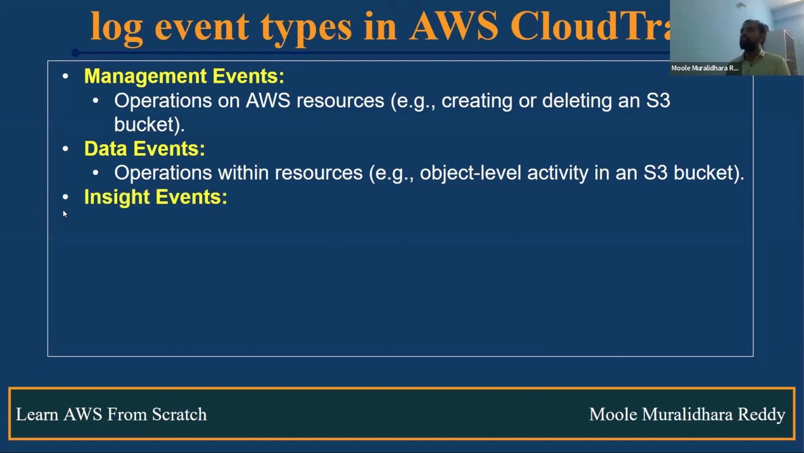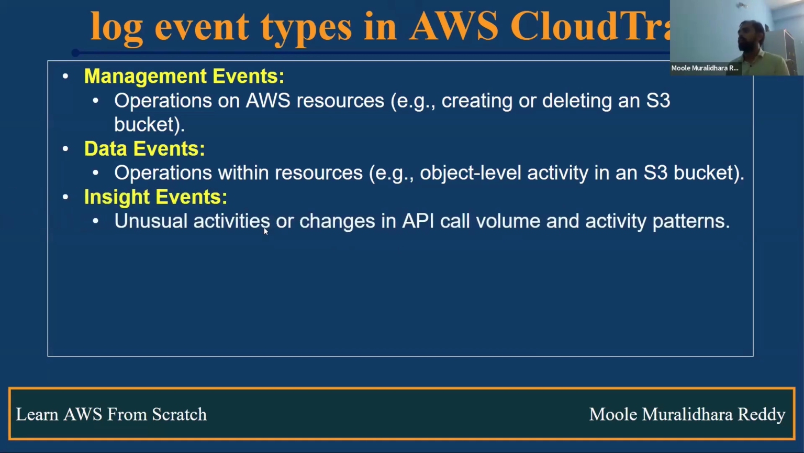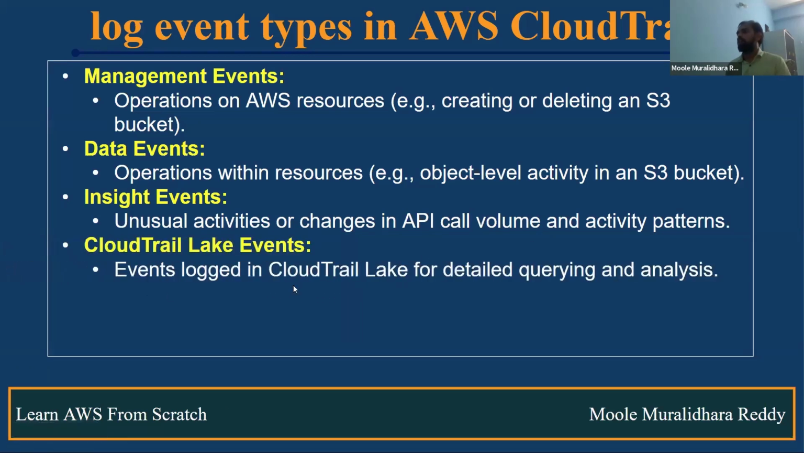Also, you can see insight events. What do they do? They capture unusual activities or changes in API calls. It uses machine learning to detect unusual activities, and everything is captured. And then CloudTrail Lake events: these are events logged in CloudTrail Lake for detailed querying and analysis.